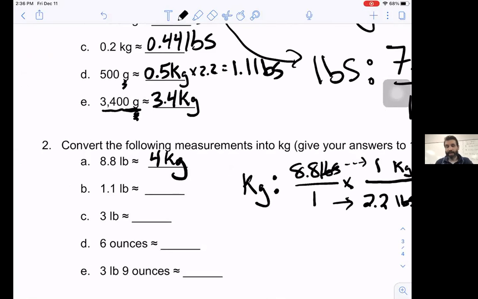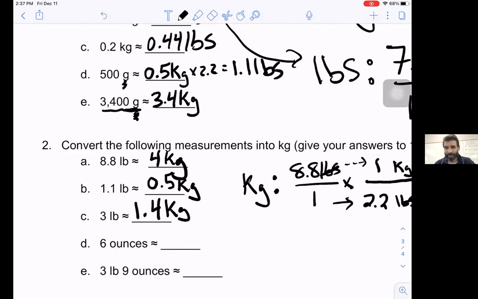Okay. Now I can do on my calculator 1.1 divided by 2.2. This is 0.5 kilograms. 3 pounds, 3 divided by 2.2. Did I do that right? 3 divided by 2.2. Oh yeah, this is 1.36. Let's round it to 1.4 kilograms.